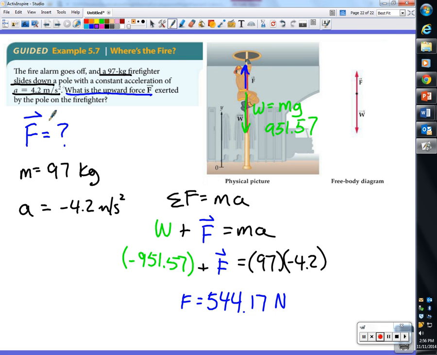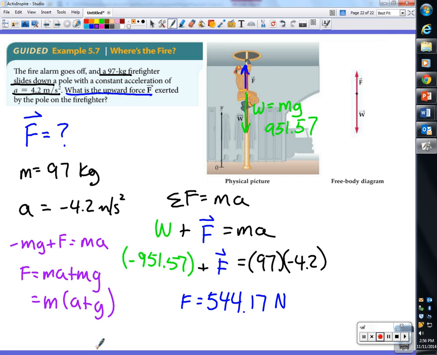So here, let me do this in a different color. So, this is basically what you did, okay? So, okay? And then does that make sense? Okay.